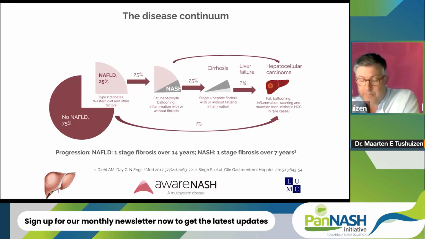Previously, a systematic review and meta-analysis showed that the rate of fibrosis progression in patients with NAFLD is approximately 14 years. So in 14 years, patients with just simple NAFLD will develop 1 grade of fibrosis. But patients with NASH, with the inflammatory component, this will only take 7 years. And why is this important?